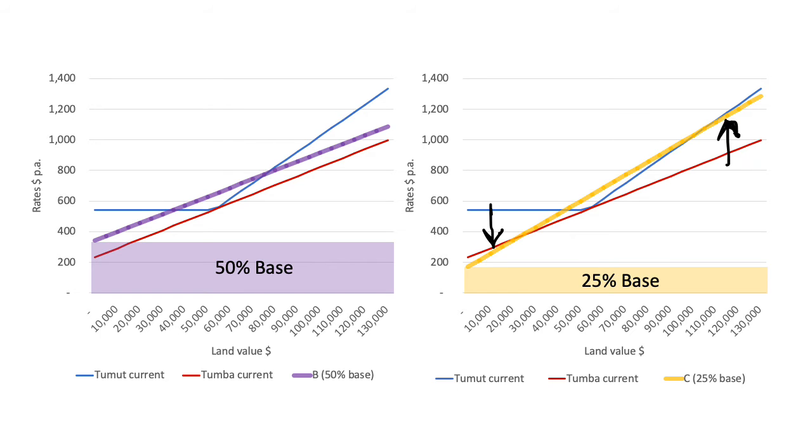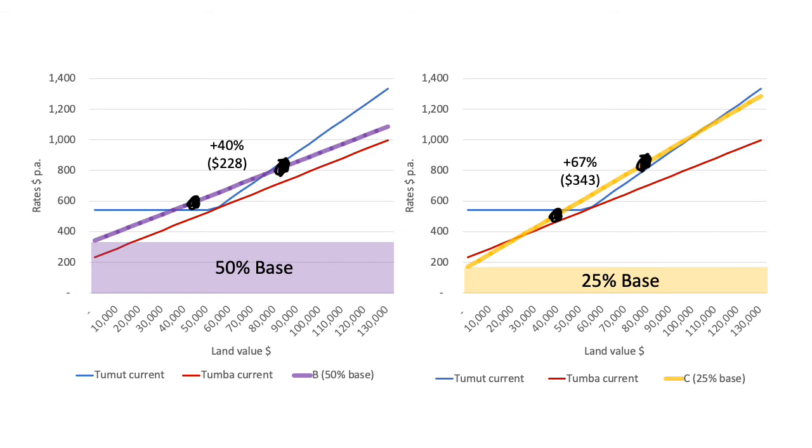And you can see that that lower base rate is increasing the ad valorem rate, the steepness of that line. And so rates on properties at the lower end of values are going down and rates on properties at the higher end are going up. So let's compare the rates that are levied on a couple of blocks, one worth 40,000 and another 80,000. With a higher base rate, the gap between the two is about 40%, but with a lower base rate, the gap widens out to about 67%.